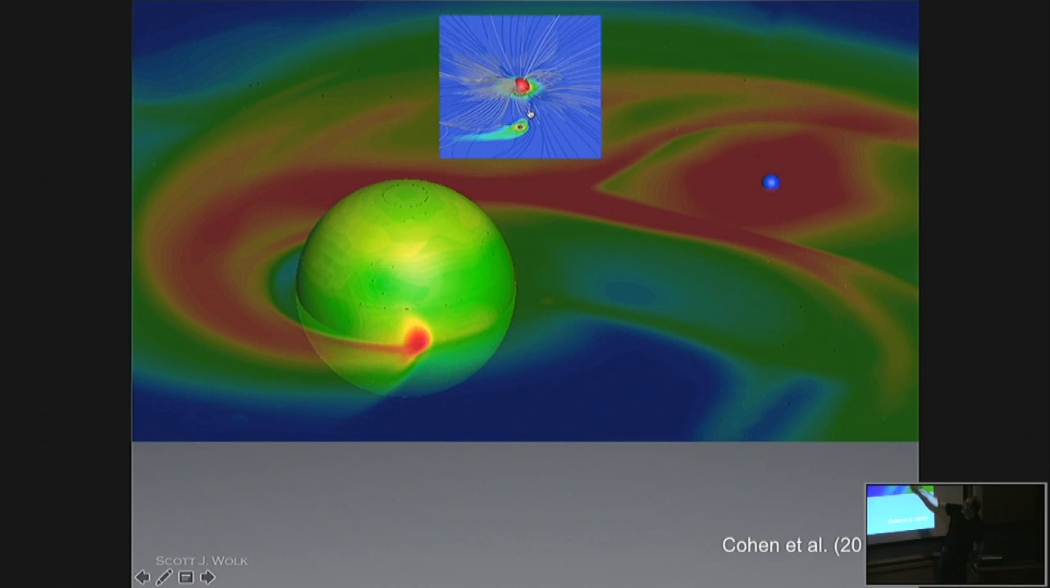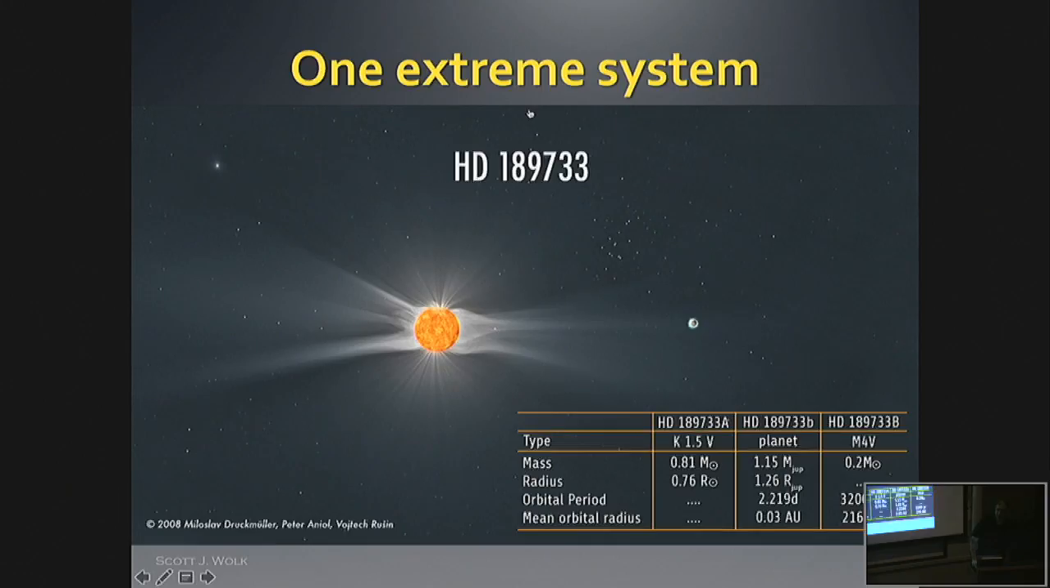Or, depending on how the magnetic fields are aligned, that material can be brought in and create a hotspot on the host star. So there are some things we can go looking for if we can find the right extreme system. And one of the right extreme systems seems to be this one, HD 189733. This is actually a binary system with a mass a little bit less than that of the Sun, with a hot Jupiter.